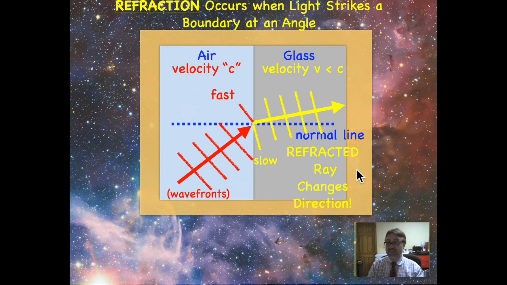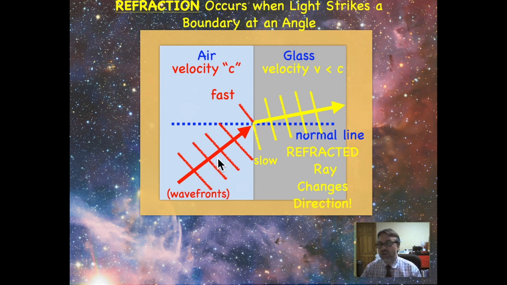Now again, physically what's happening is the wave fronts are changing direction because their speed has changed as they cross the boundary. But it results in the ray changing direction. So as we work with these ray diagrams, remember they represent how the wave is traveling, and the wave's direction has changed because of the speed change.